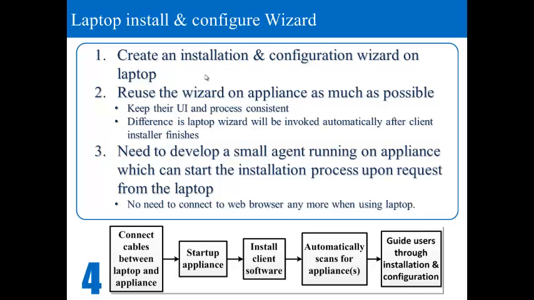Then the wizard will automatically scan for the appliance over the local network. If you look at the flow on the bottom, the second last step is the only step that's different from the wizard running on the appliance. Of course, the client installation software is also different.